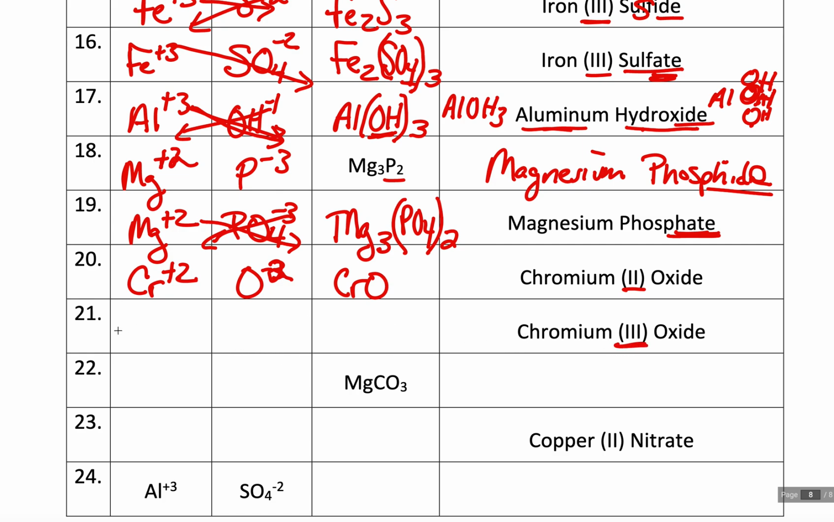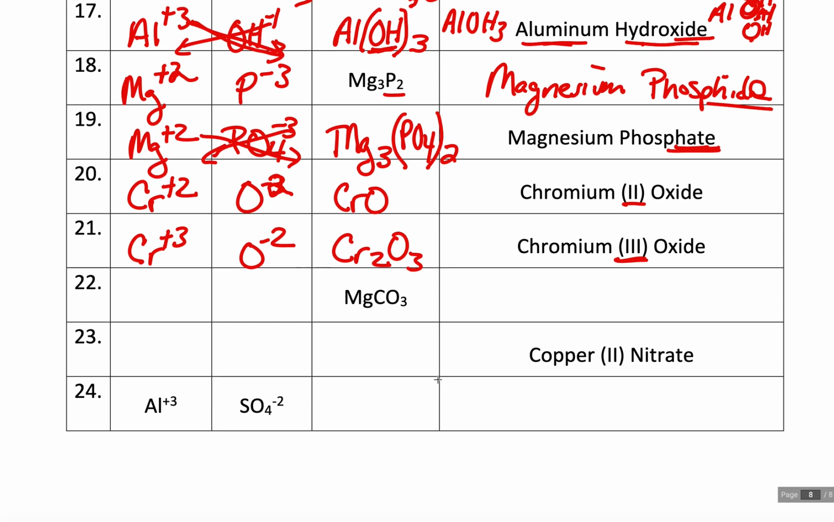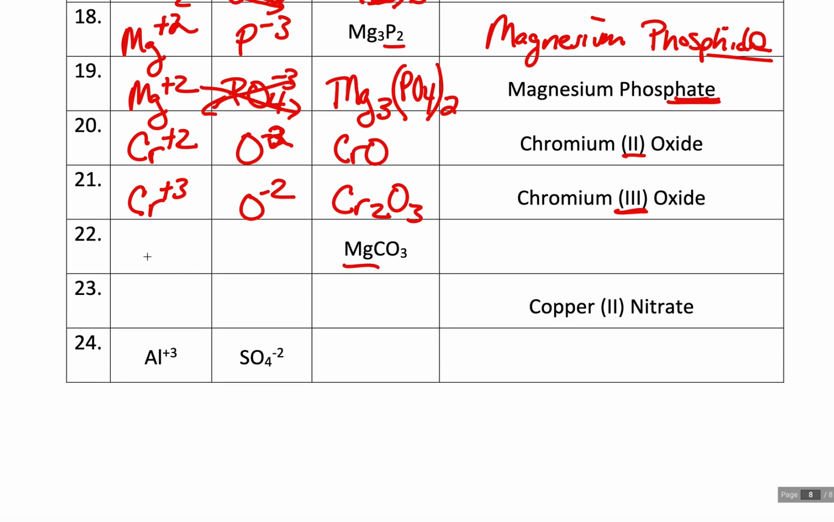Over here, same 2 elements, but now chromium makes a +3 charge, oxygen still, and will always make a -2. That's not 1-to-1, so we crisscross Cr2O3. The next one, I recognize my metal. That's magnesium. Magnesium we dealt with already. We know it's +2. If I didn't know that, I checked my periodic table.